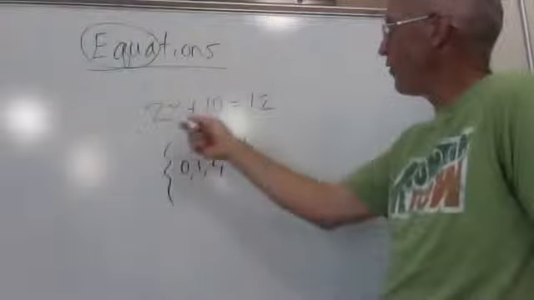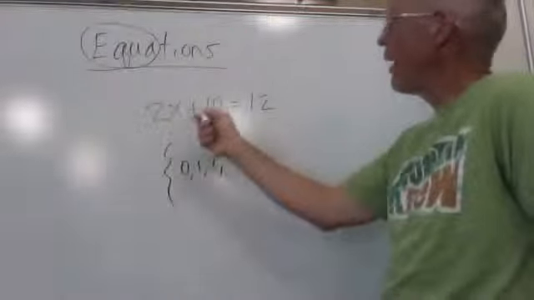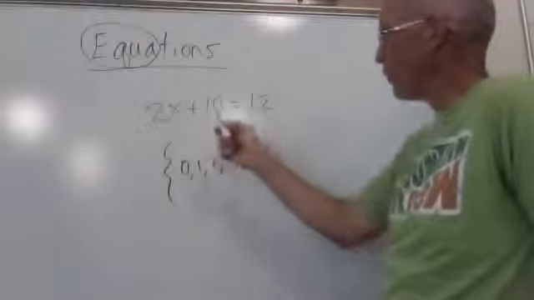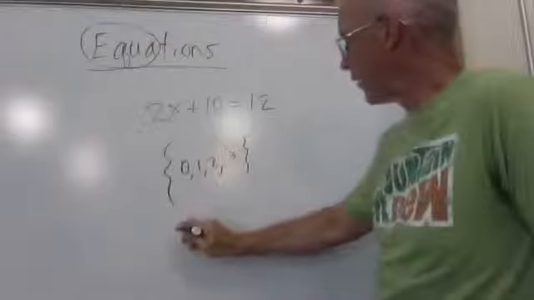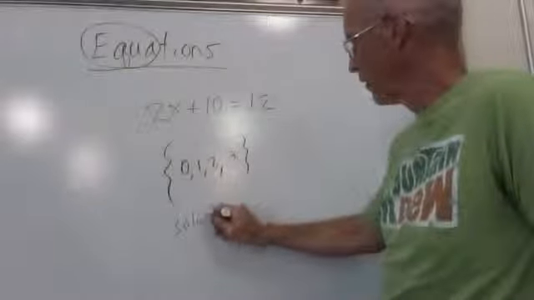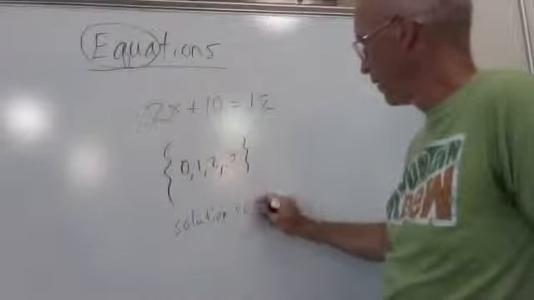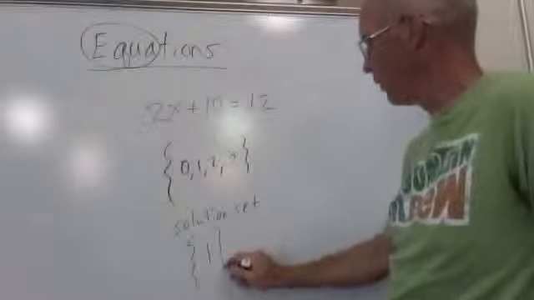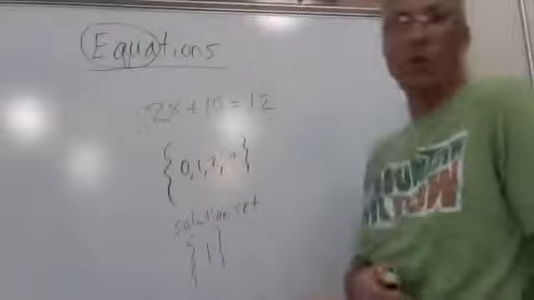So you're going to try it. You're going to put 0 in there, see if it works. You'll put 1 in there, and you'll see that that does work. You'll put 2 in there, it doesn't work, and 3. So then you'll say the solution set, and the way we write it is just with the set thing, put a 1. Okay, the solution set is 1.